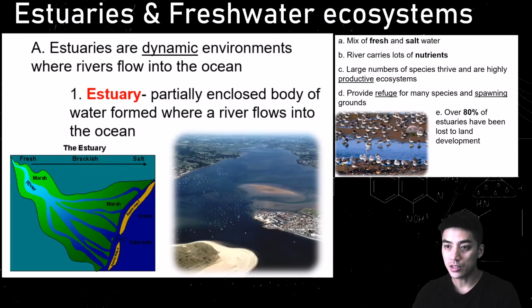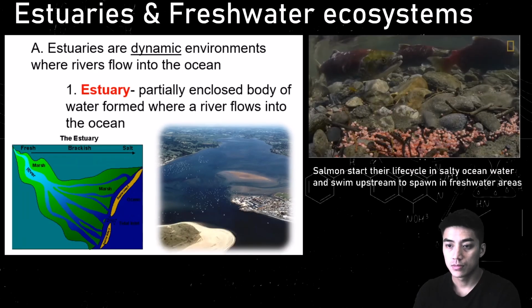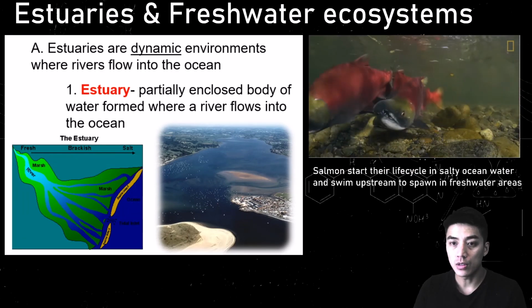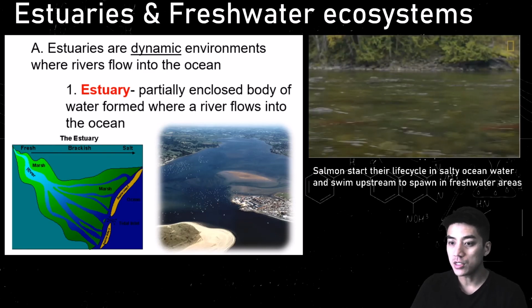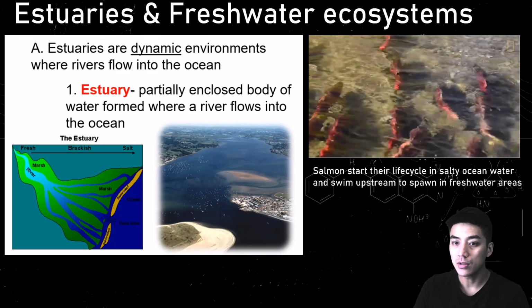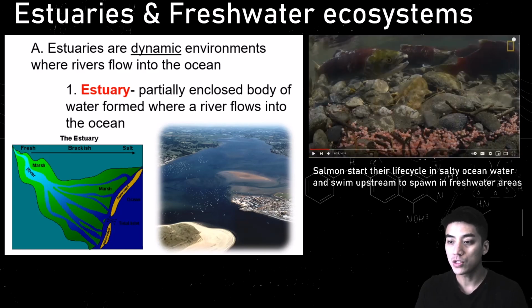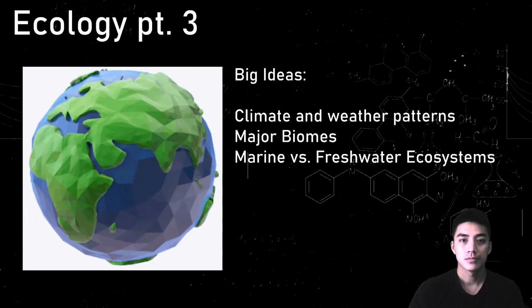Estuaries are really interesting because it's really just a mix of fresh and salt water, because if you think of it like this, remember when you go inland you get mountains, and the mountaintops might have snow, and the snow will thaw, and then it's going to cause fresh water to flow downwards into the river. But at the same time, you also have oceans which can flood inland, introducing salt into the environment and the ecosystem. Because of this interaction between the salt water and fresh water in these estuaries, you see really unique species, things like salmon, which start their life cycle in salty ocean water, and then they swim upstream to spawn in freshwater areas.